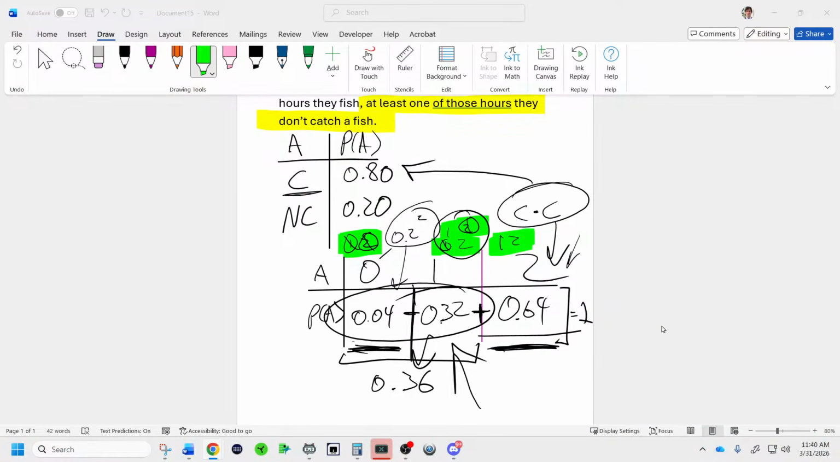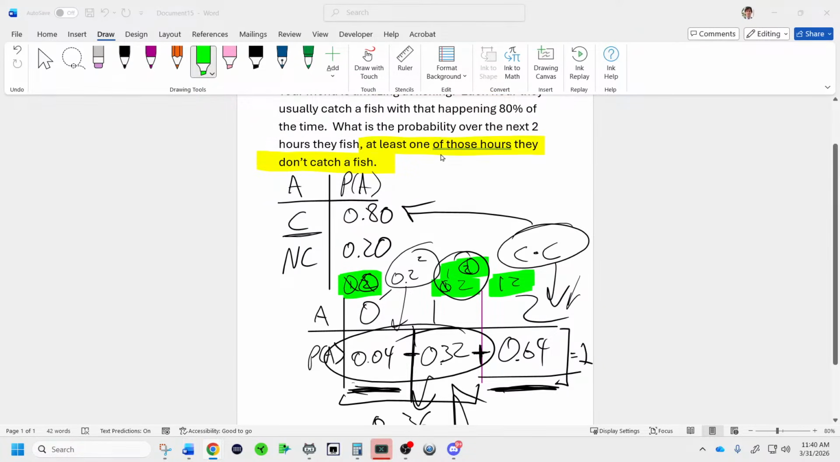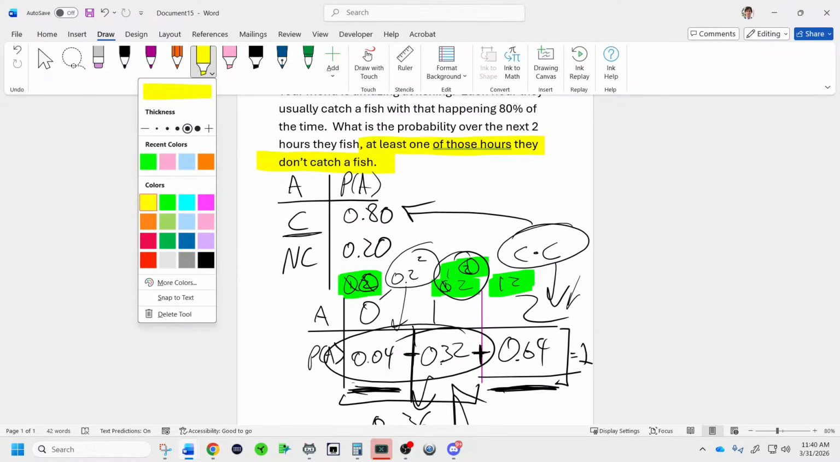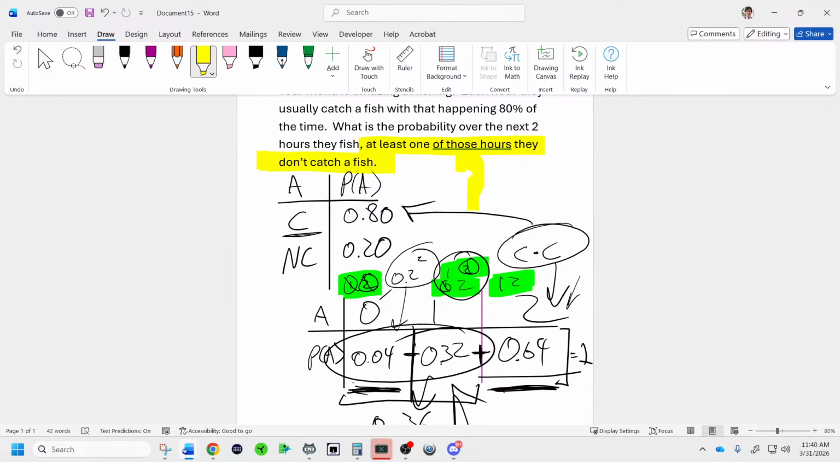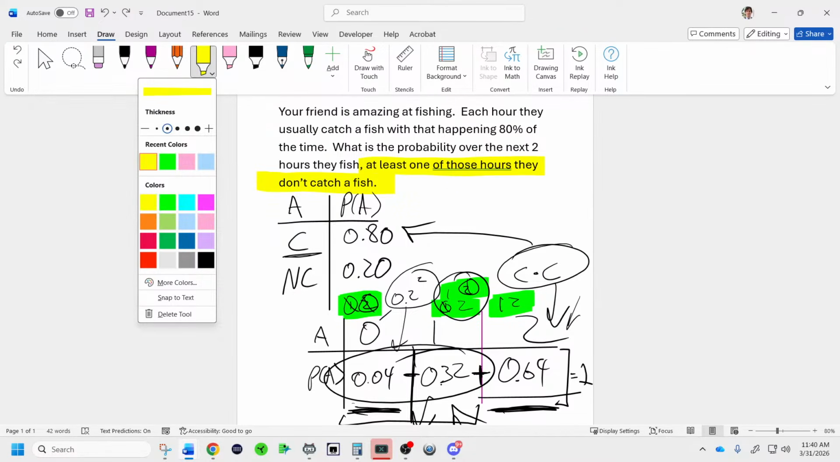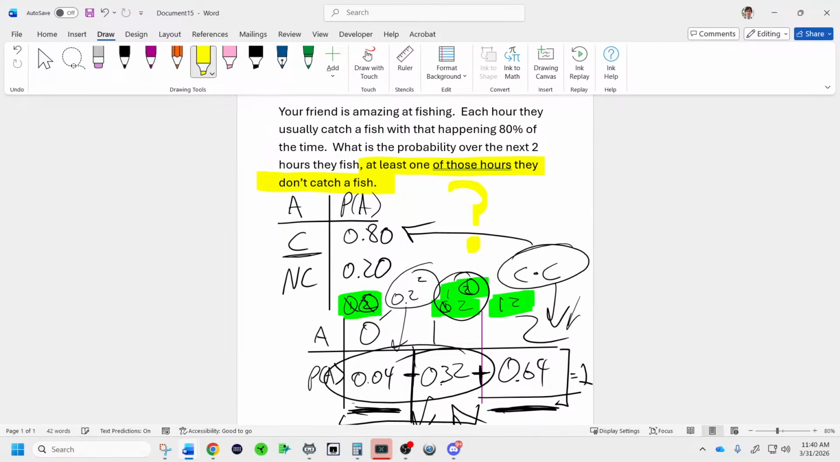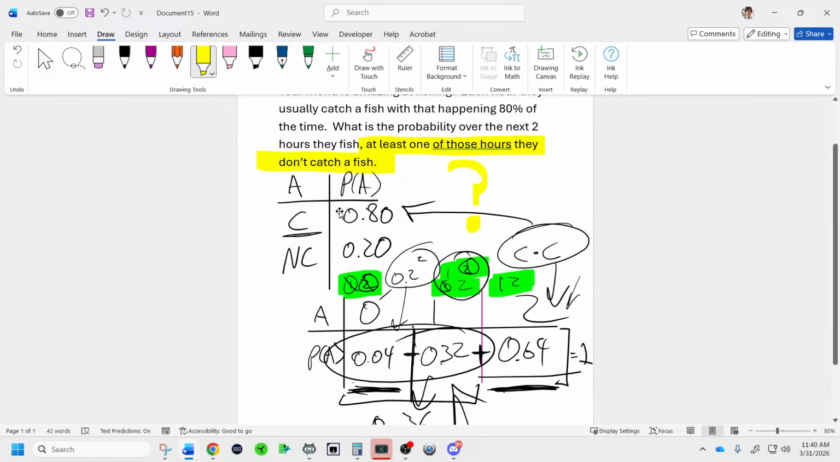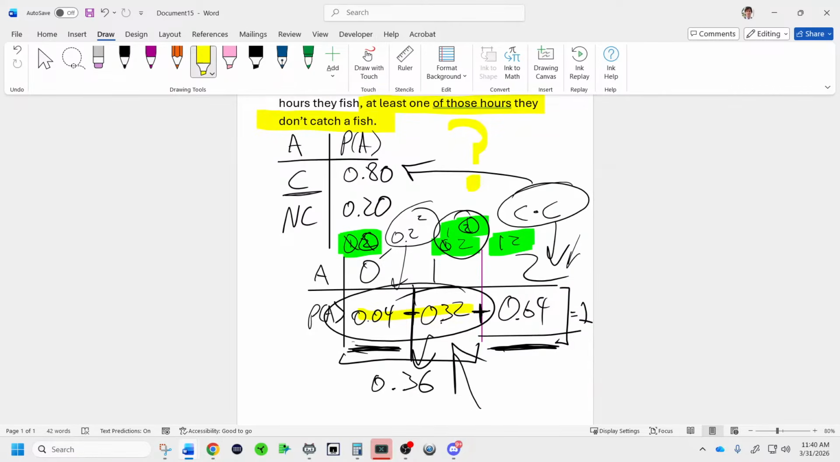So the answer of the problem is the probabilities. Well, the first question. So what is the probability that in at least one of these hours they don't catch a fish? Who knows the answer to the question up above, which is highlighted in yellow? Looking at the table down below, what is the answer to the question highlighted in yellow? The probability that in at least one of these hours they don't catch a fish. Exactly. It's going to be this right here.